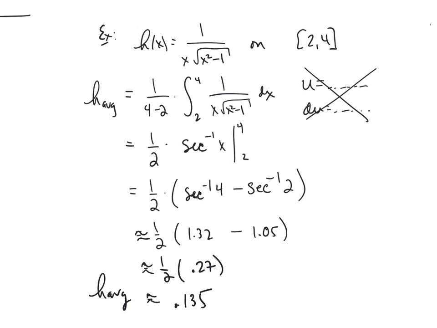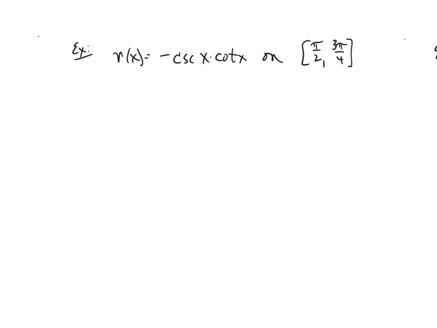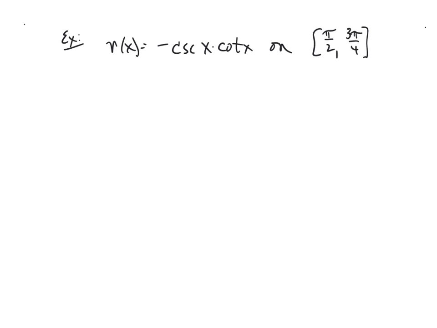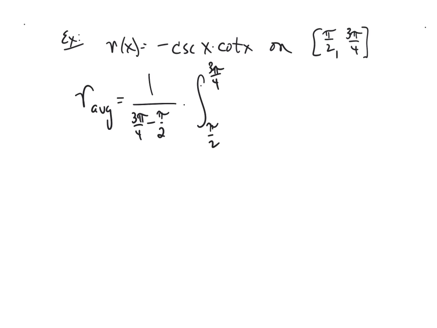Okay, alrighty. I've got one more basic example to jog through, and then we'll get to an application. So again, the average value of this function is going to be 1 over the length of the interval, b minus a, times the definite integral, the net signed area, from pi over 2 to 3 pi over 4 of negative cosecant of x times cotangent of x dx. 3 pi over 4 minus pi over 2 is going to be pi over 4.